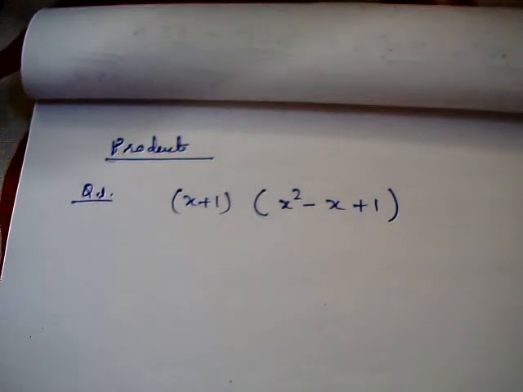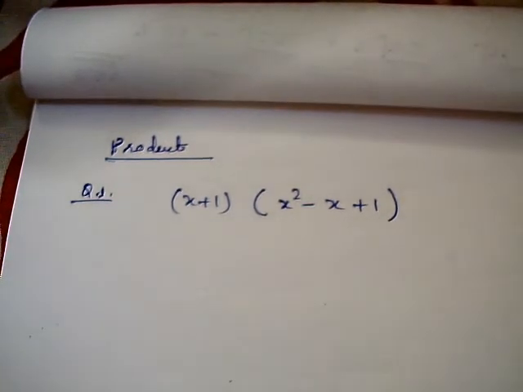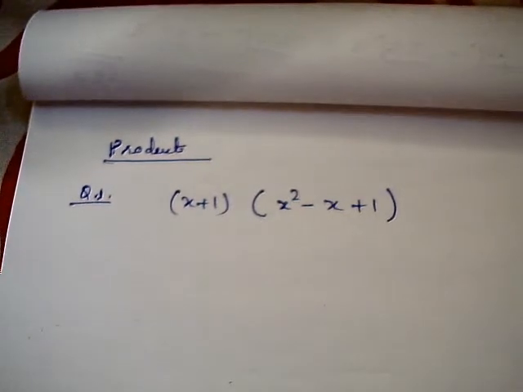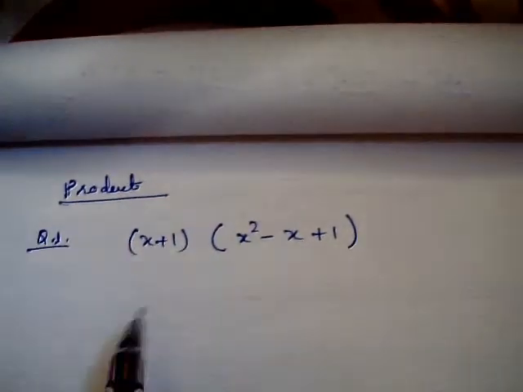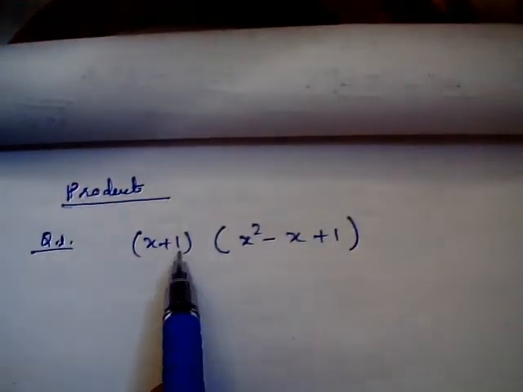Okay, with this video I am going to start with the multiplication of polynomials. The multiplication of polynomials is actually based on the FOIL method, but I am not going to use the FOIL method because FOIL method is not applicable on all the questions. So like here, this contains two terms, so this is called a binomial.